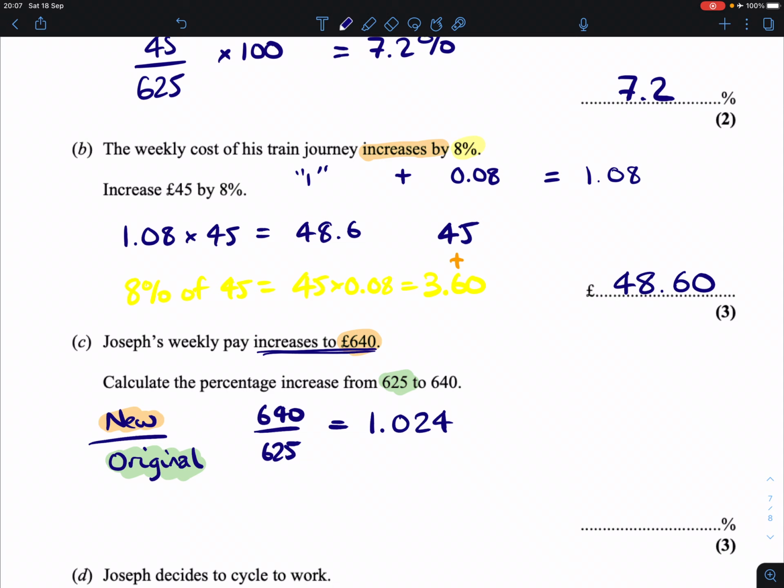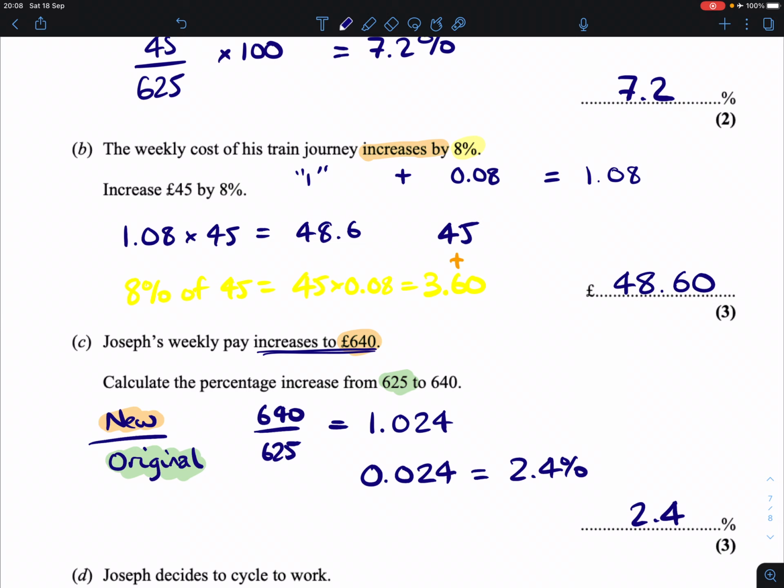Now the idea is that if we take 625 and multiply it by this decimal, that gives us 640. If you take your decimal, whatever it turns out to be, and find the difference between it and 1, the decimal you end up with will give you the percentage. So in this case, taking away 1 gives us that as the decimal, which is 2.4%. And the fact that it's bigger than 1 means that we are gaining, we are increasing. So that aligns with the fact that we have a 1 point something. So 2.4% is our answer.